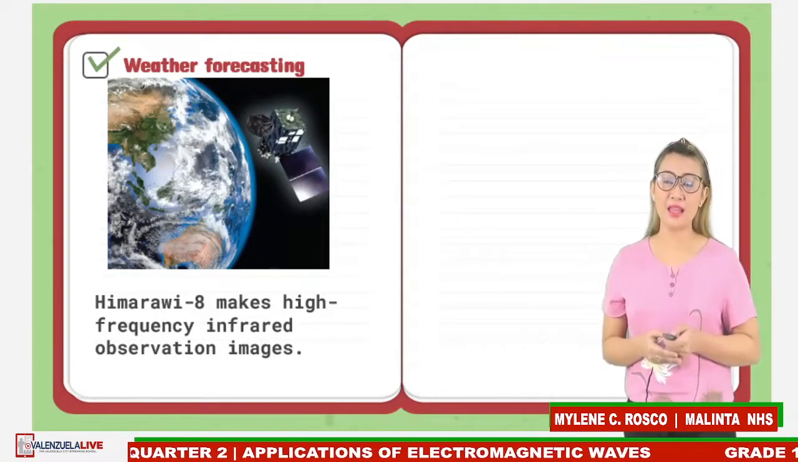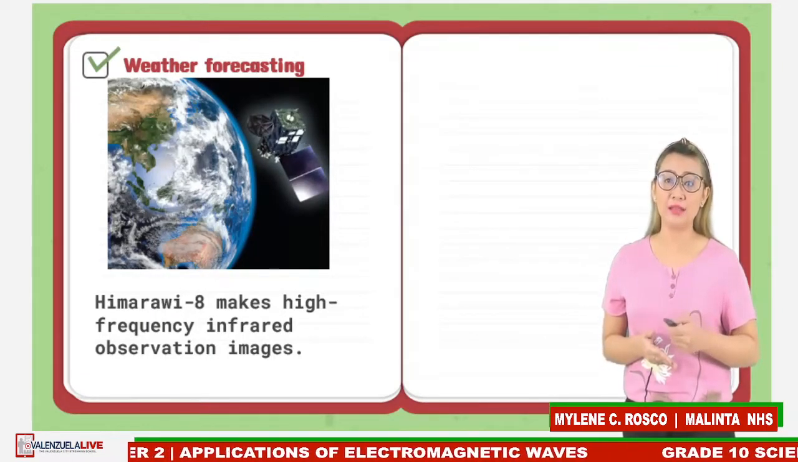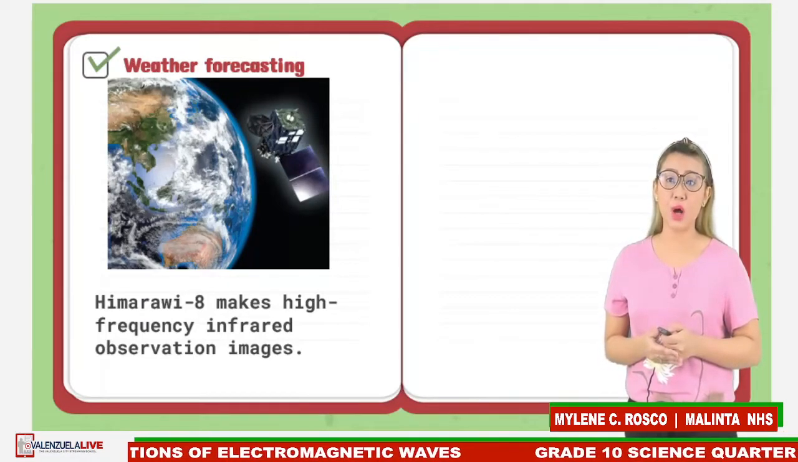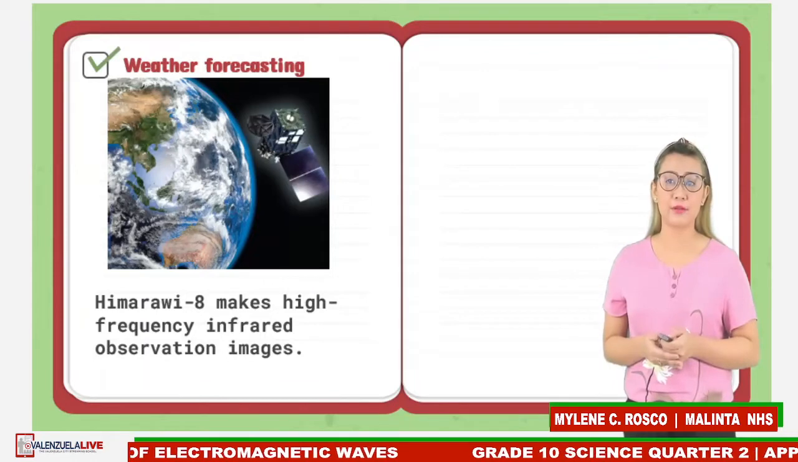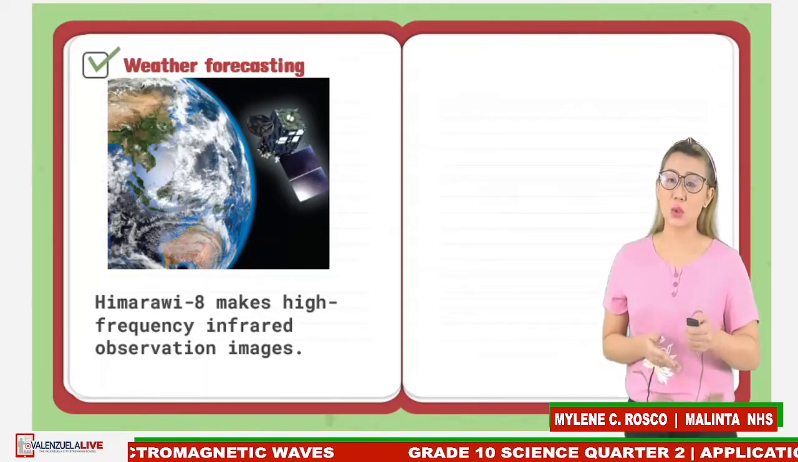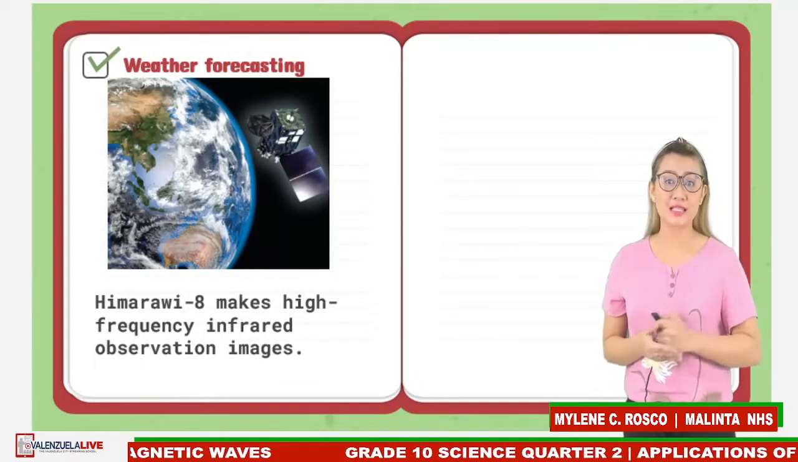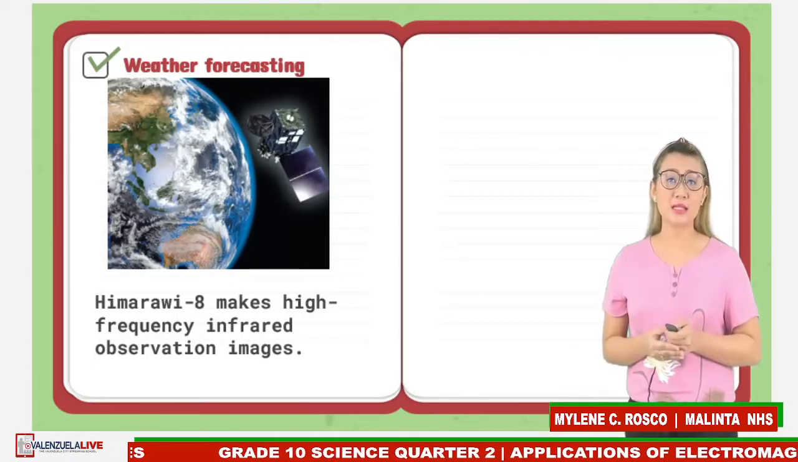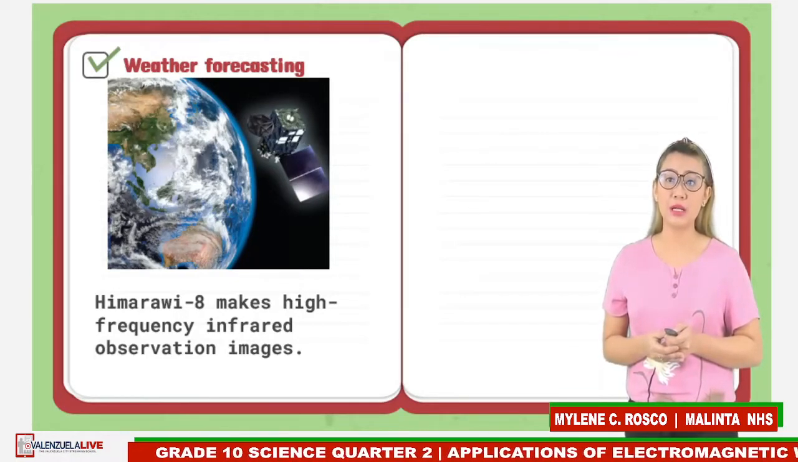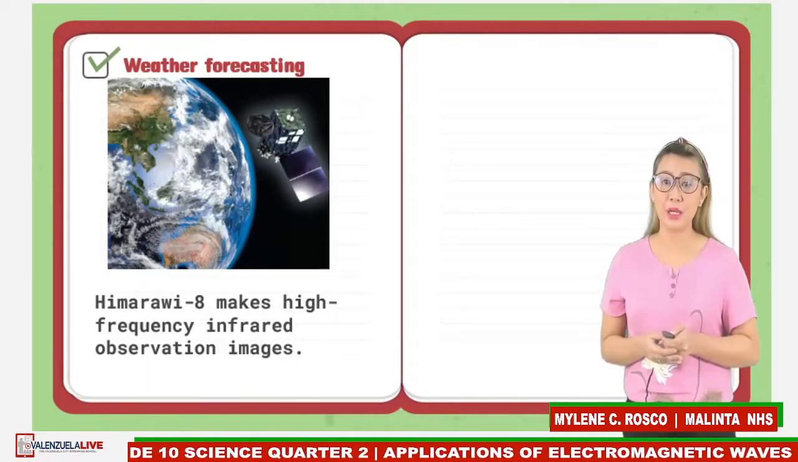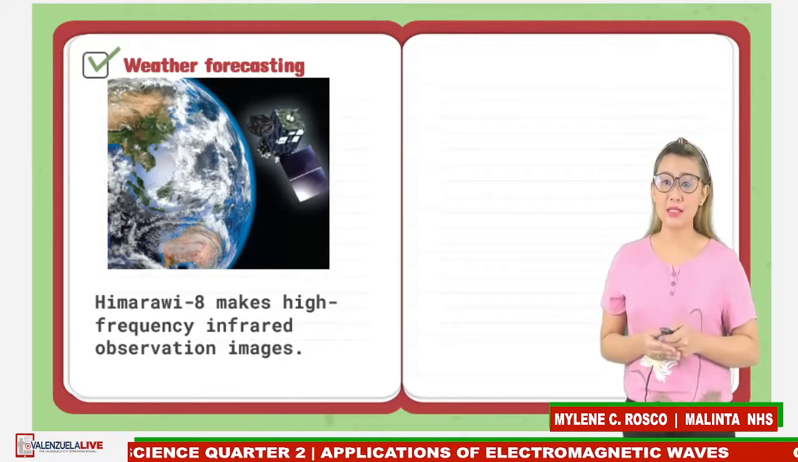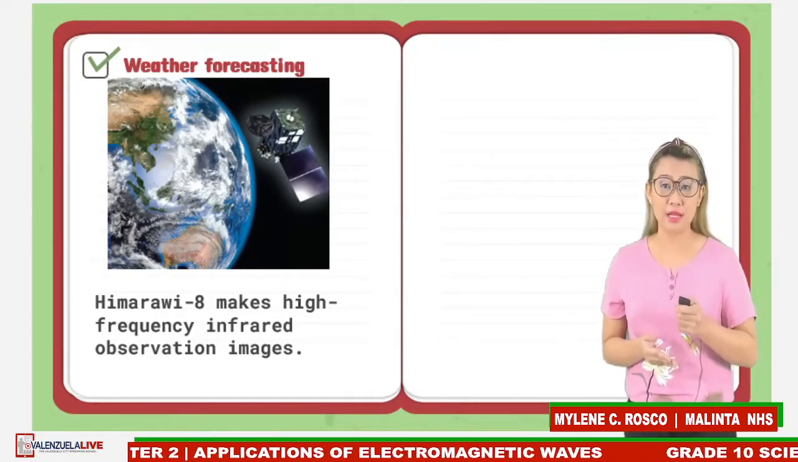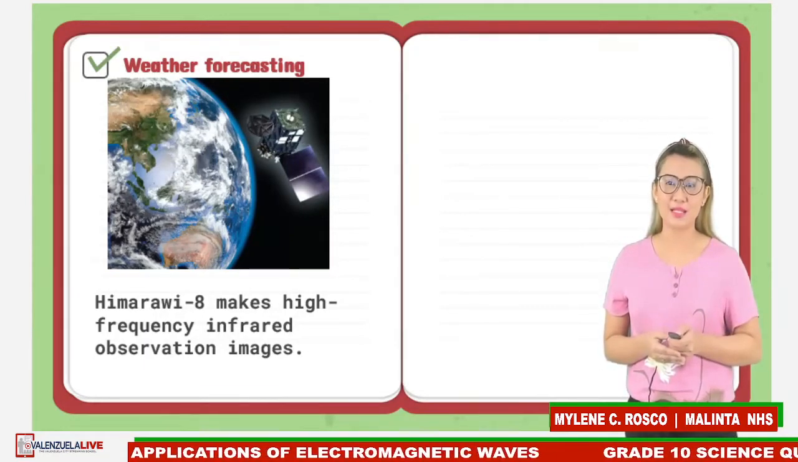Himawari 8 is a geostationary weather satellite that makes high-frequency infrared observation images of Earth. It was installed at Pag-asa last December 2015. It is the most utilized satellite imagery in real-time weather forecasting, tropical cyclone analysis, and even for research purposes, as it generates an image every 10 minutes.